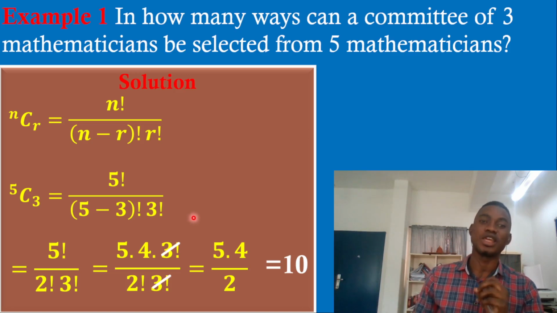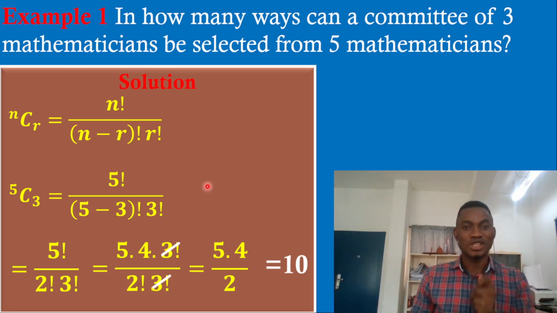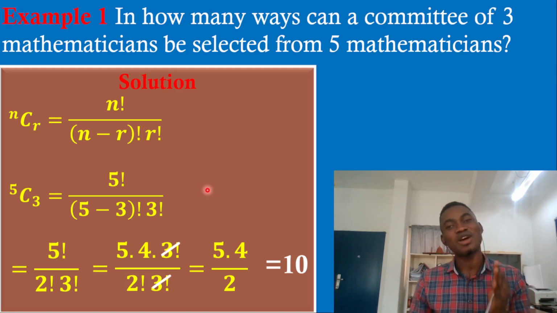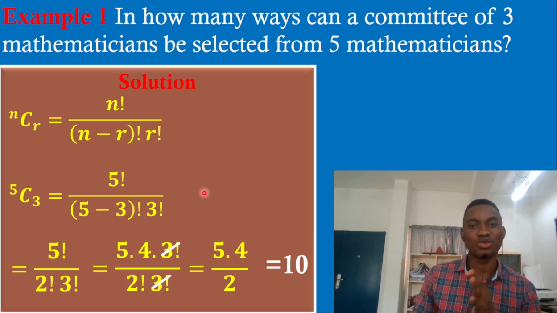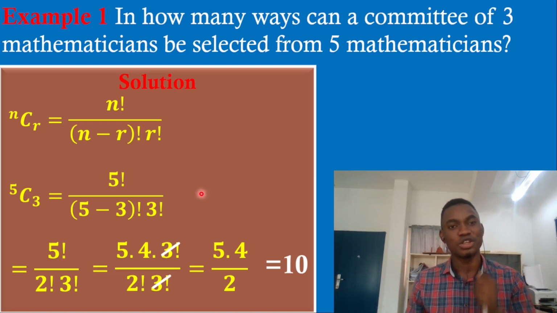But if in a given question you can see that the order of arrangement matters, then it is a permutation question. Then you apply the permutation formula. I have a video on permutation, so you can check my channel and watch that video.